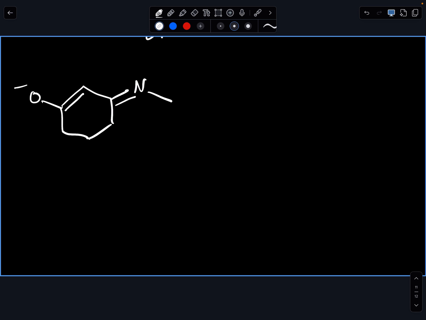What I like to do when I get a question like this is draw in all the lone pairs, at least to begin with. So the nitrogen needs 8 electrons, so it gets a lone pair. How many lone pairs does the oxygen have? 3 lone pairs. So it's got 1, 2, 3.